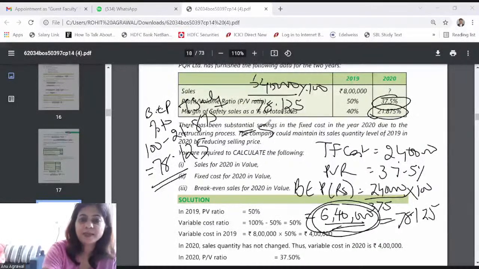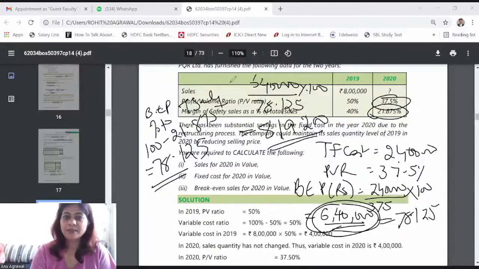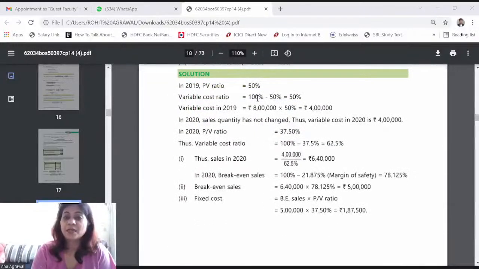It comes out to be some 8,19,200. I hope I'm clear. Guys, you need to go step by step, step by step. So look at it. Institute solves it for you.